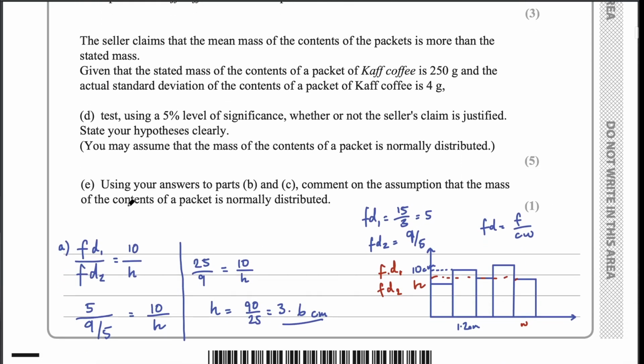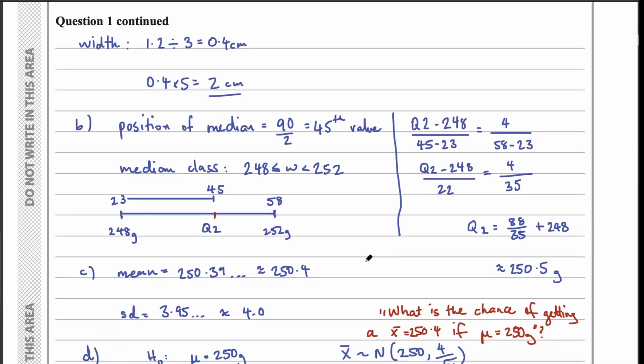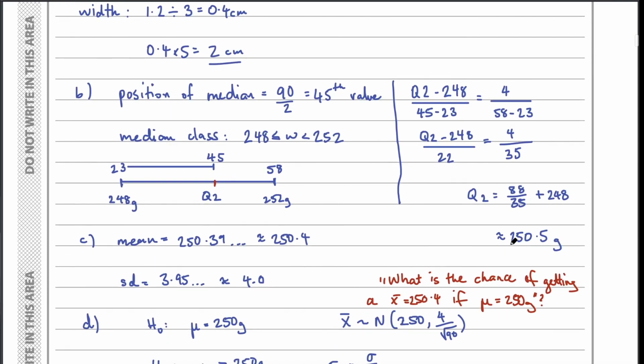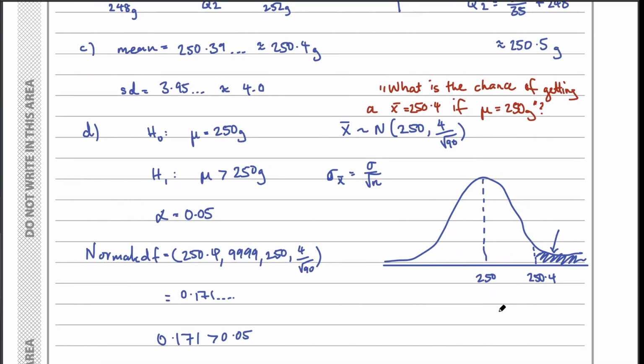for 5 marks, and then part E says, using your answers to part B and C, comment on the assumption that the mass of the contents of a packet is normally distributed. Okay, so for part B, we had a median of 250.5, and for part C, we had a mean of 250.4 grams. These are approximately equal. When you're talking about a normal distribution, the mean and the median are the same. So if you want to assume a sample is normally distributed, or a population is normally distributed, then you want the mean and the median to be the same or very close.